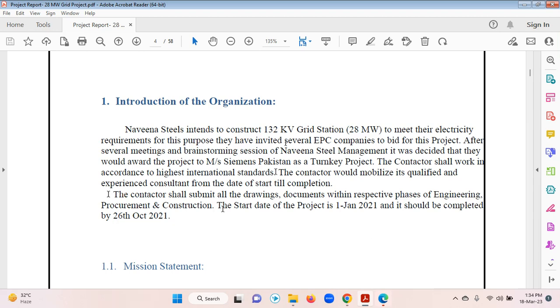The start of the project was decided. The start date was decided as 1st January 2021, and the completion was agreed to be done by 26th October 2021.